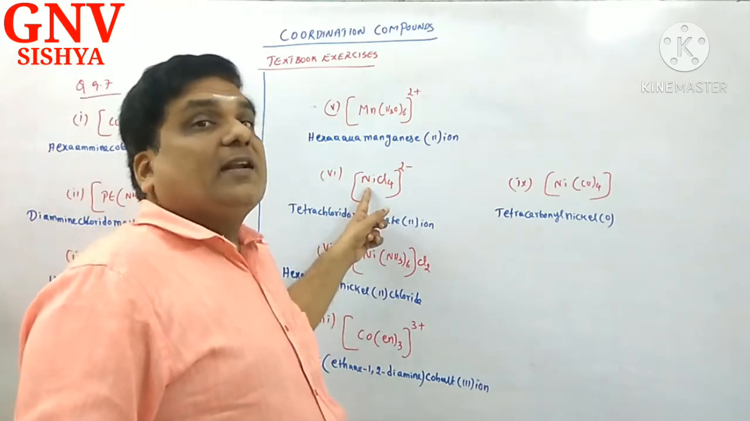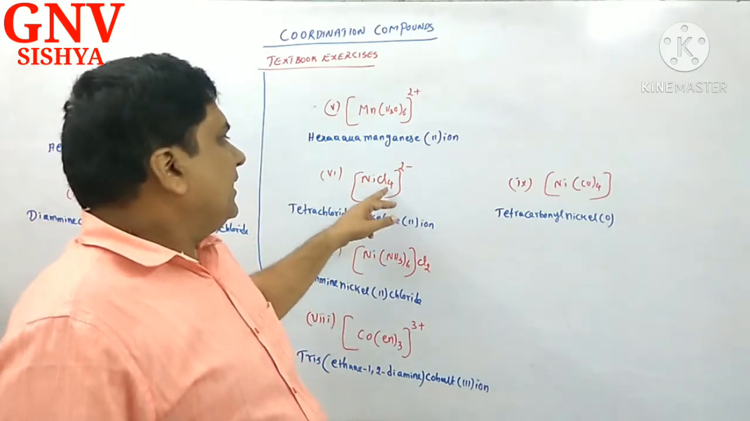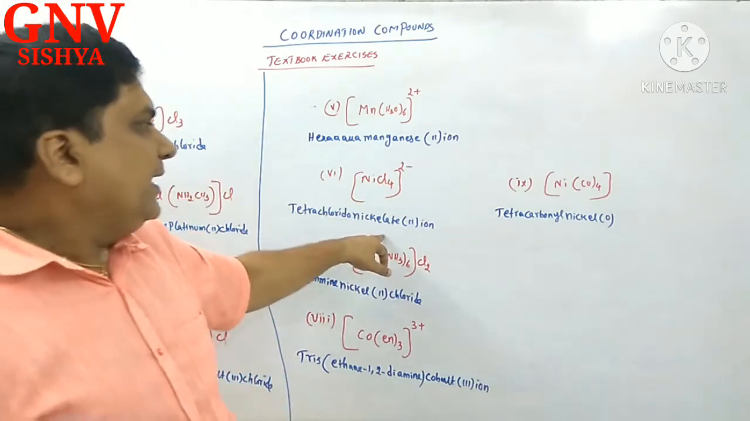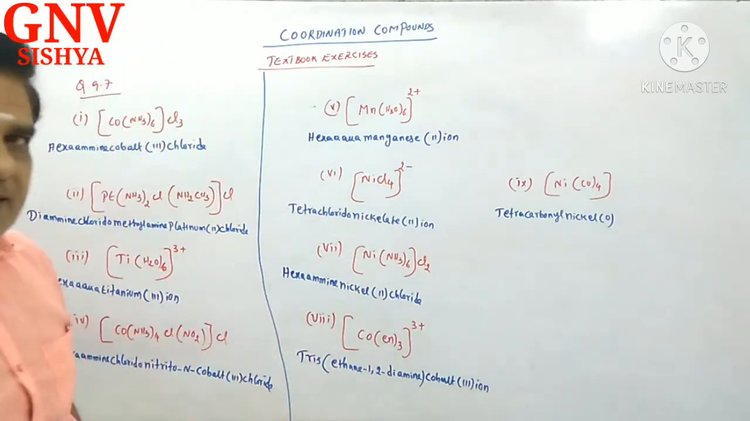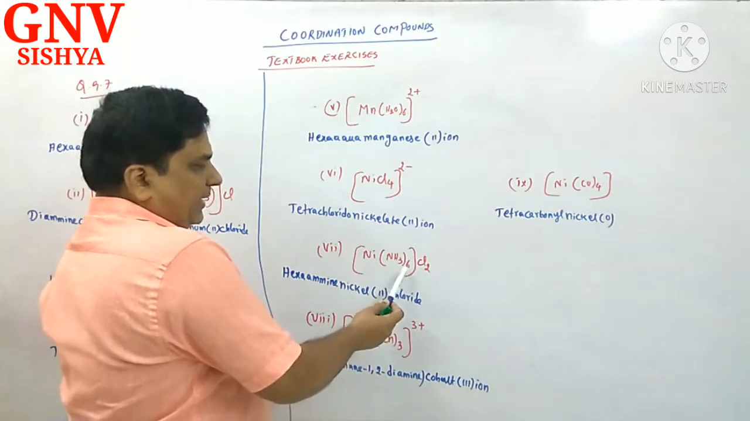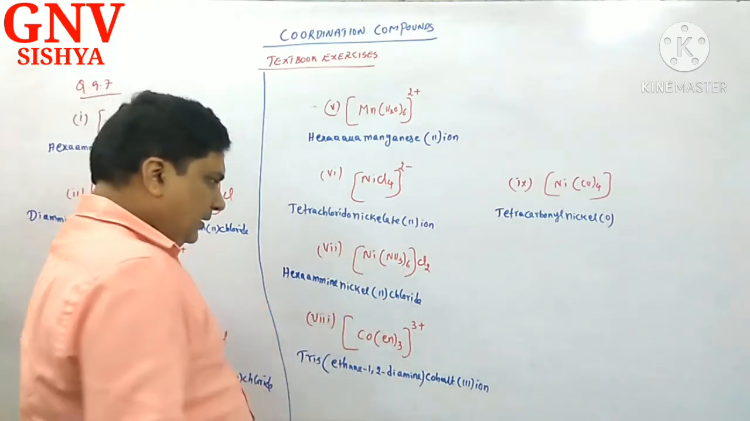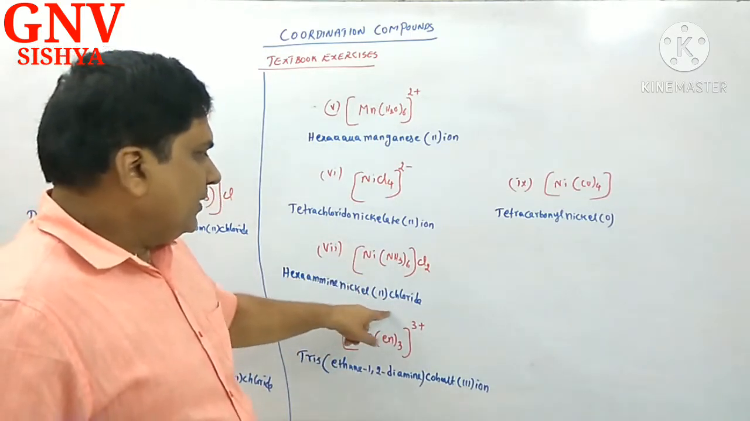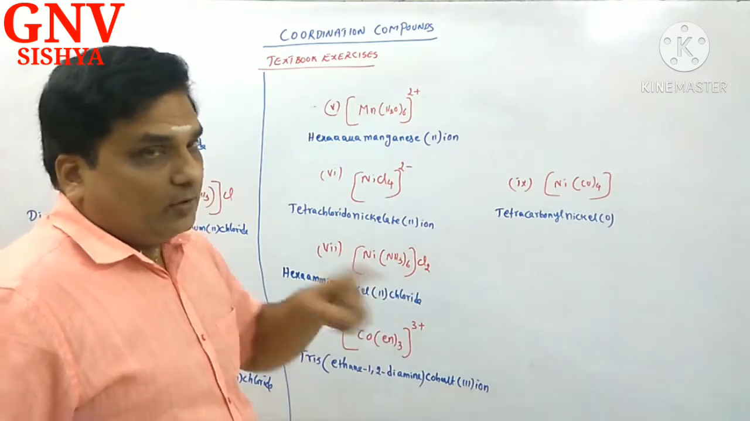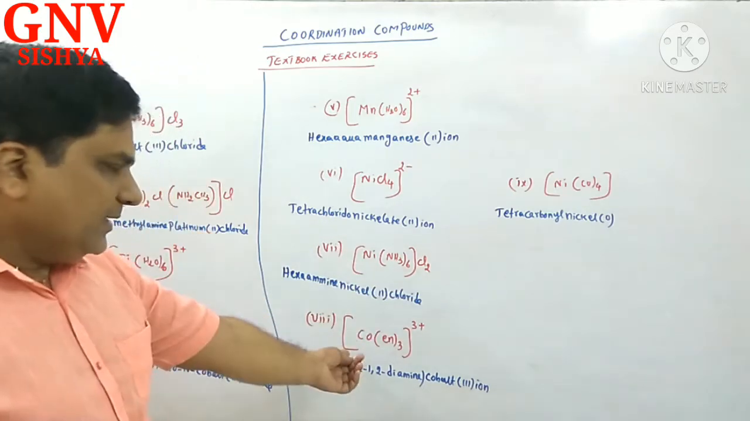It's a very obvious example: sp3 hybridization, tetrahedral shape. Correct? Tetrachloridonickelate(II) ion. Correct? And here hexaamminenickel(II) chloride. Don't write dichloride.